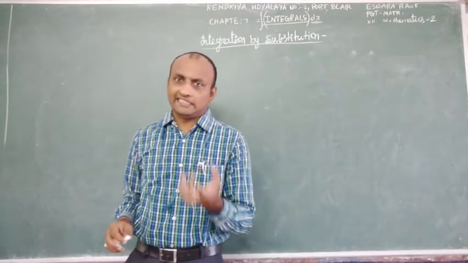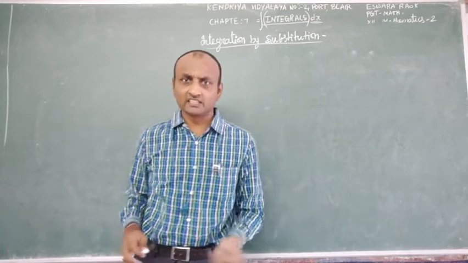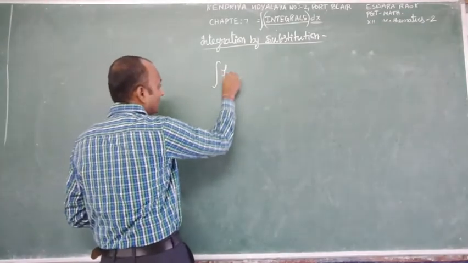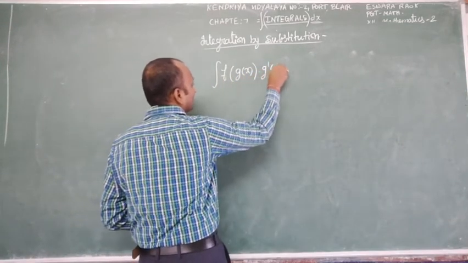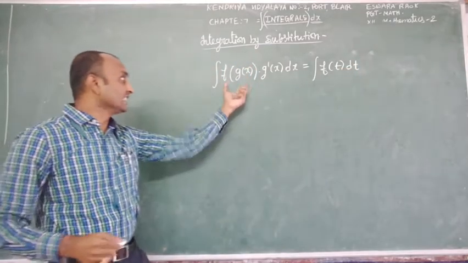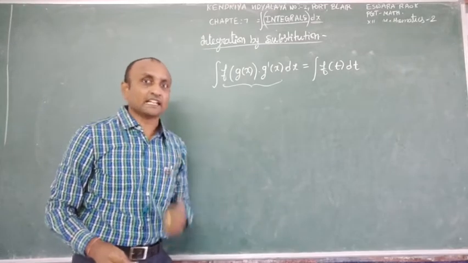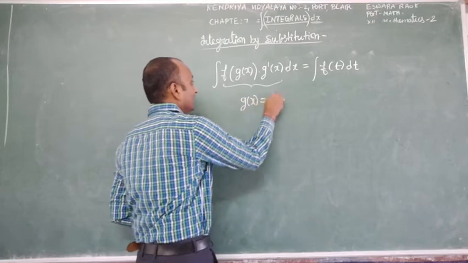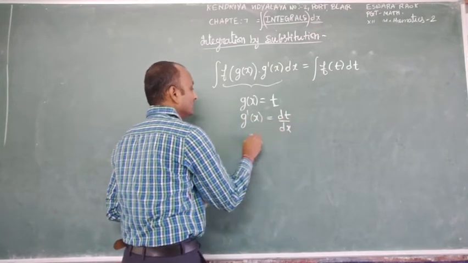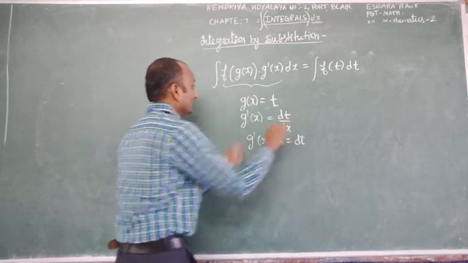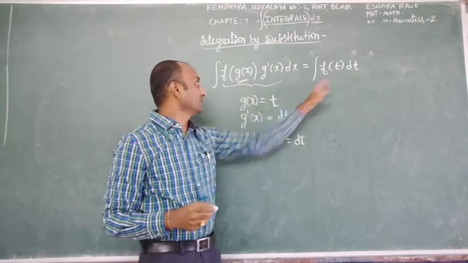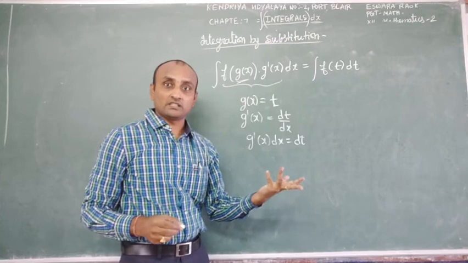Now, in a more systematic way, the substitution method: before you develop the technique, you should know the concept. What is that? Any integral to be found, when it is in the form of f of g of x into g dash of x into dx, can be written as f of t into dt. That means in the integrand, we identify g of x and take it as t, so that the derivative of g of x, g dash of x, is equal to dt by dx. So g dash of x into dx is equal to dt. So the derivative g dash of x exists with the dx. So you can substitute g of x as t, f of t, and g dash x dx as dt. This is the process. This is the concept.